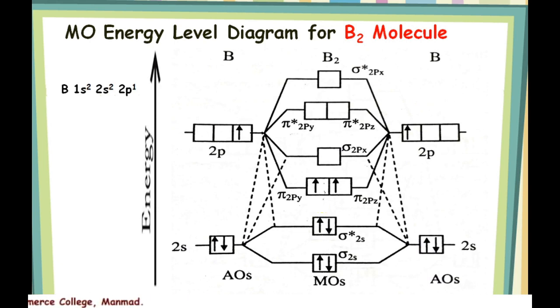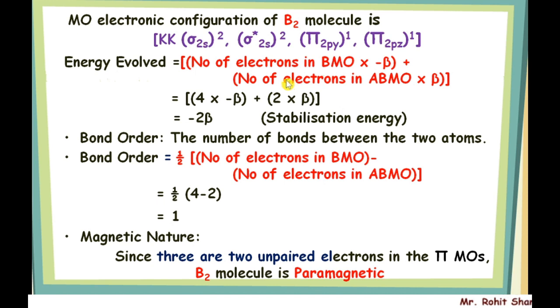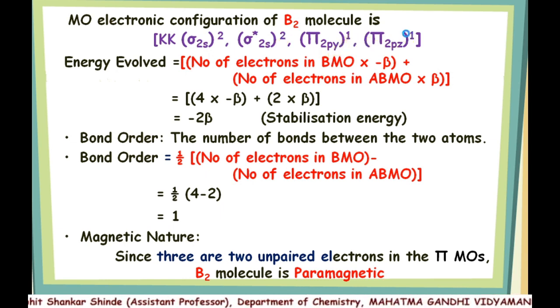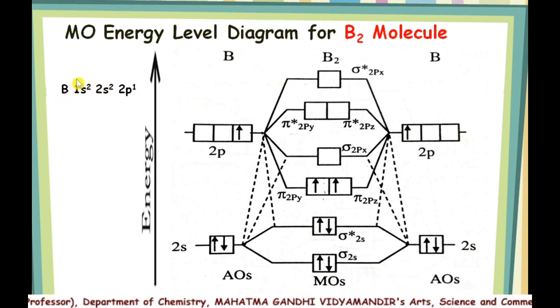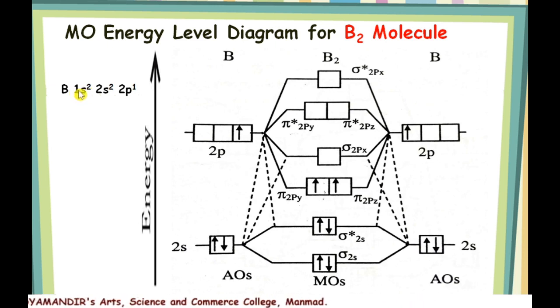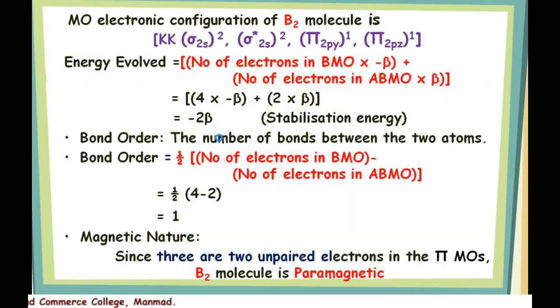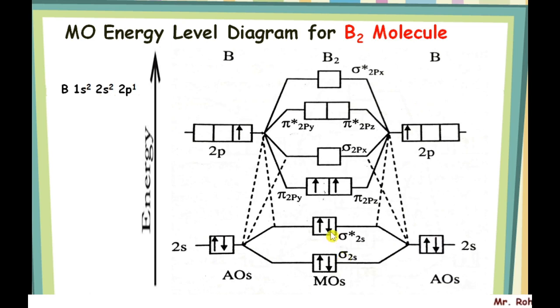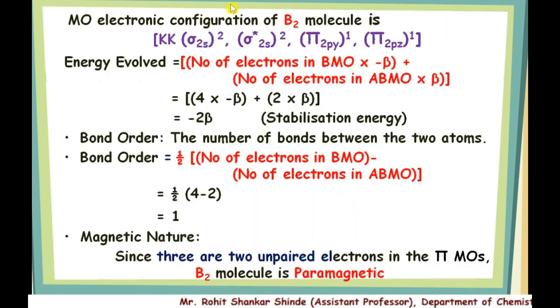Now, the molecular orbital electronic configuration for this molecule can be written as KK, sigma 2s2, sigma star 2s2, pi 2py1, pi 2pz1. So for 1s, the letter K is written. Since there are two 1s orbitals of the 2 boron atoms, we have written KK. Then sigma 2s2, sigma star 2s2, pi 2py1 and pi 2pz1. This is the molecular orbital electronic configuration for the B2 molecule.